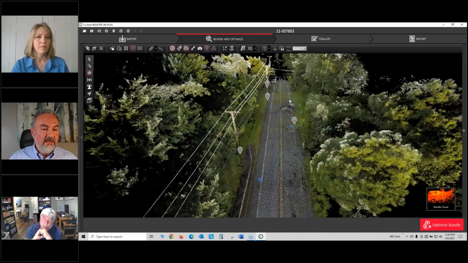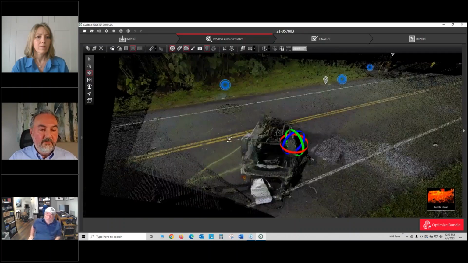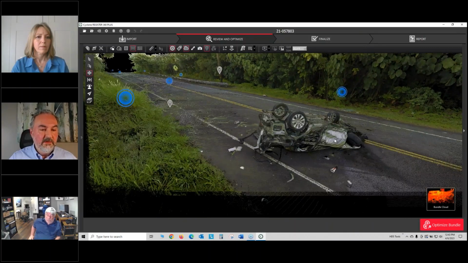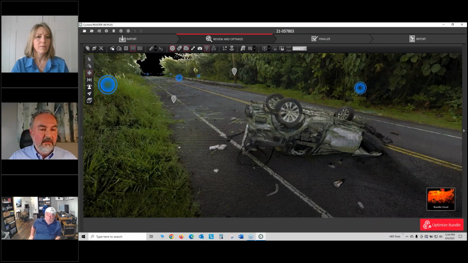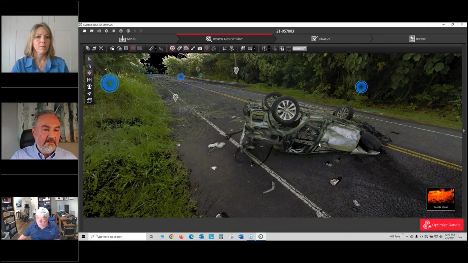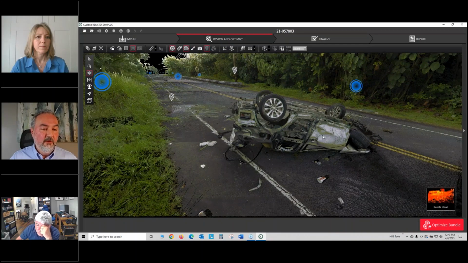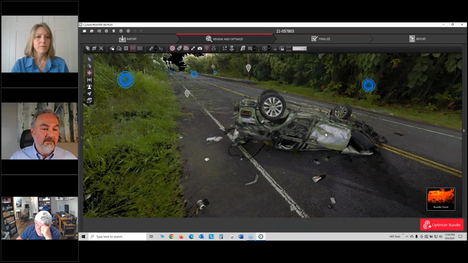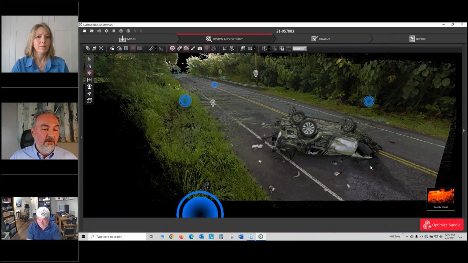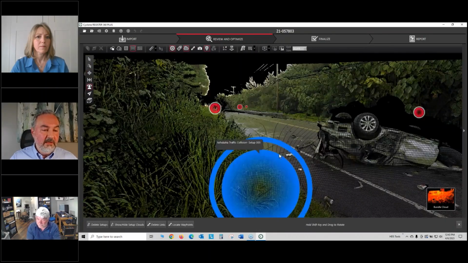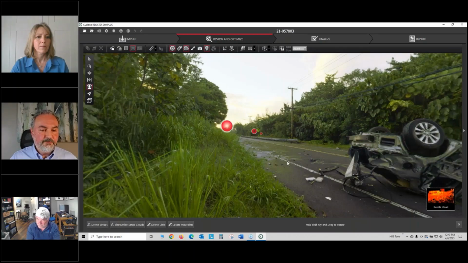One of the other things I think is important to note is scan data out of the RTC360 in particular is incredibly clean. If you're looking at this crash, this vehicle represents what we heard from Mark and what we hear from a lot of operators coming from other technologies over to the RTC360, which is that it is very difficult in some cases to tell the difference between what I'm seeing in a point cloud and what I'm seeing in imaging.